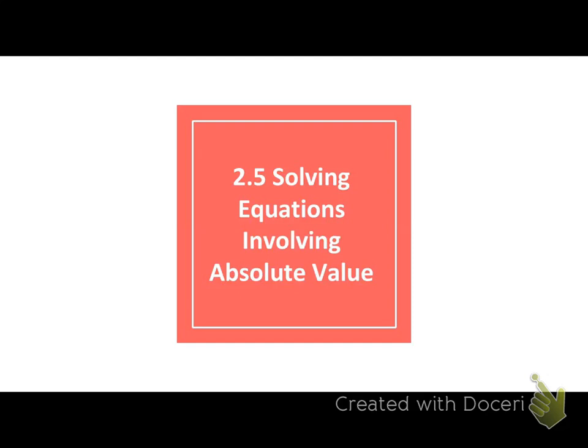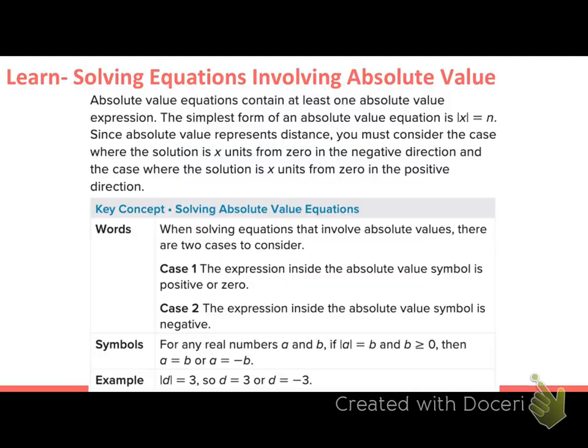So our equations are going to be involving absolute values today. Absolute value equations contain at least one absolute value expression. The simplest form of an absolute value equation is the absolute value of x equals n. Since absolute value represents distance, you must consider the case where the solution is x units from zero in the negative direction on a number line, and the case where the solution is x units from zero in the positive direction. So here's what I mean when we say that.